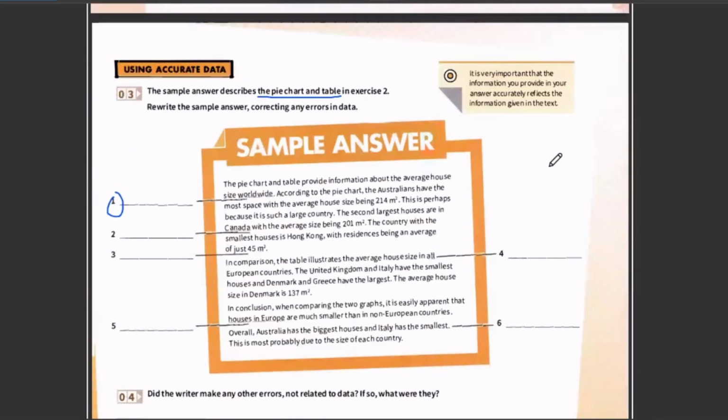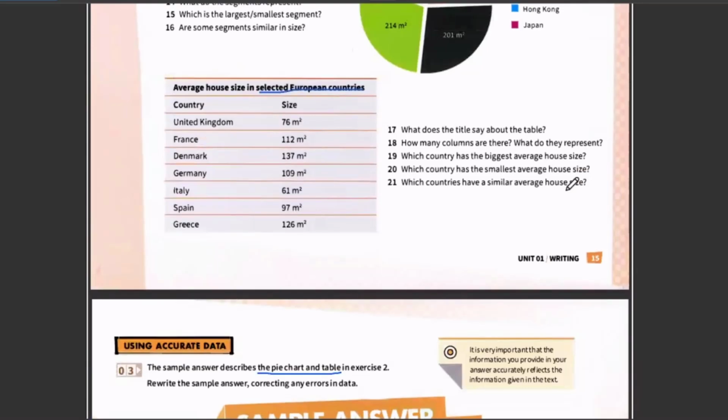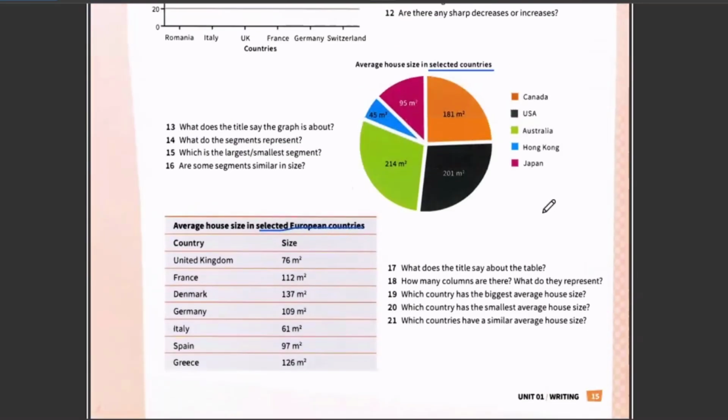Now, moving on to number 2. What is the error that has been made here? The second largest houses are in Canada, with the average size being 201 meters square. What will be the correct answer here? The second largest house size are in Hong Kong with the average size being 201 meters square. Are you sure? Yes.